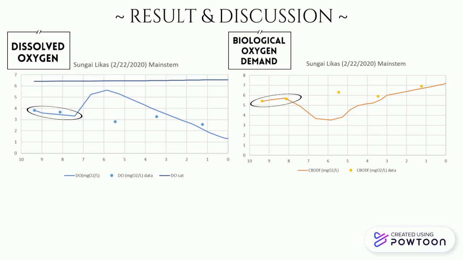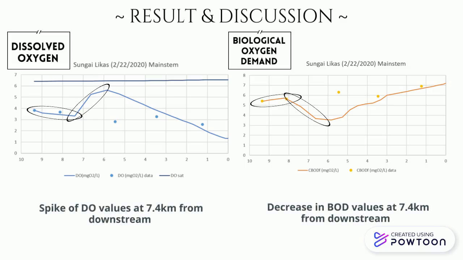Then there is a sudden spike of DO value and decrease in BOD value at 7.4 km from the downstream area. This may be due to the self-purification of the river, as there is no pollution being discharged at this location.